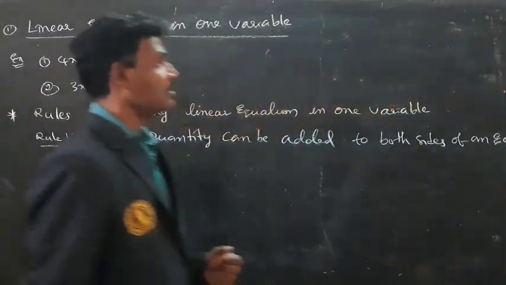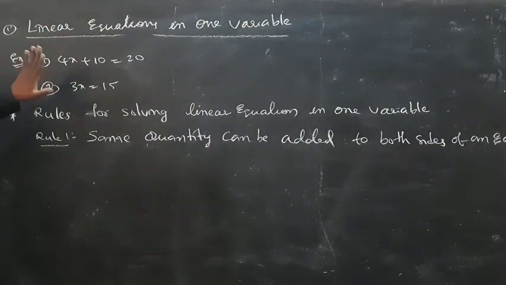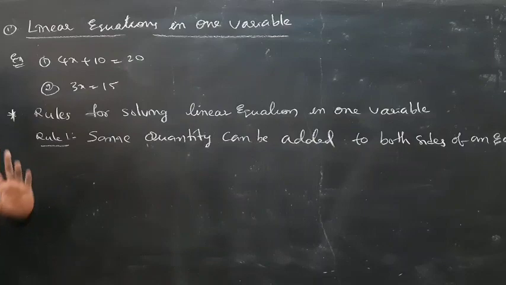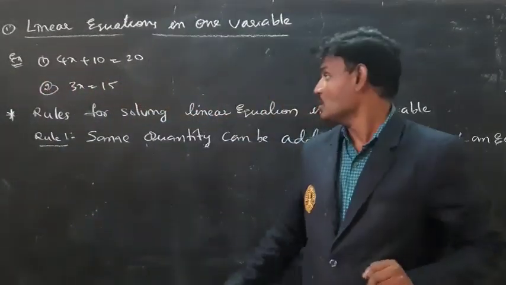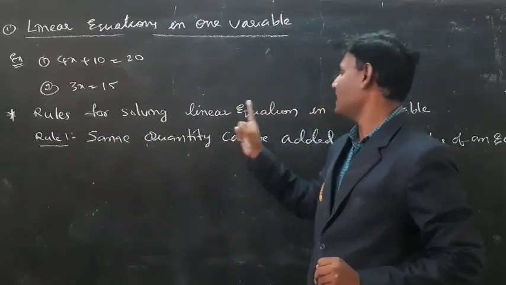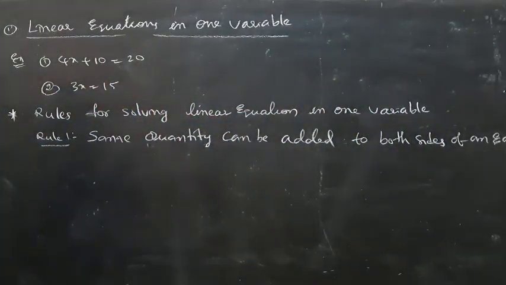So here, students, are some examples. Linear equations in one variable: 4x plus 10 is equal to 20, 3x is equal to 15. Now next step. What are the solutions? Here, rules for solving linear equations. What are the rules to solve a linear equation? It means you have to find the value of the variable.